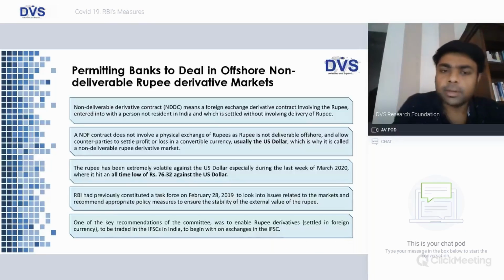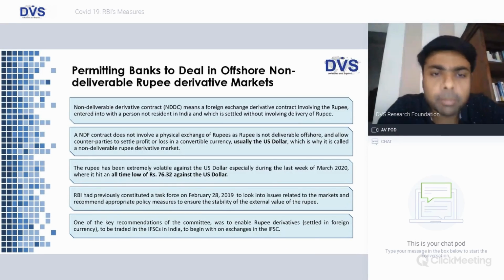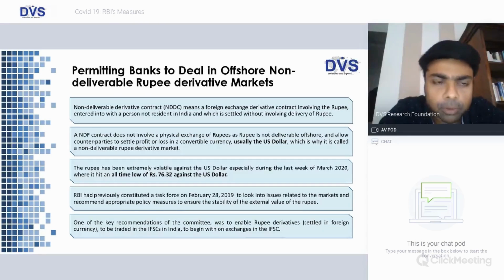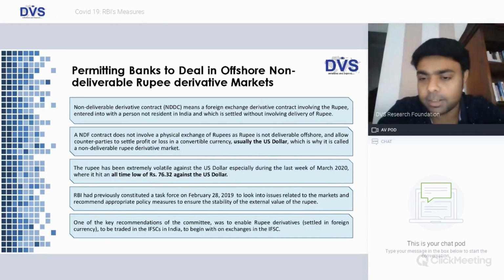Financial markets. So, permitting banks to deal in offshore non-deliverable rupee derivative markets. Okay, let's try and understand what this is.